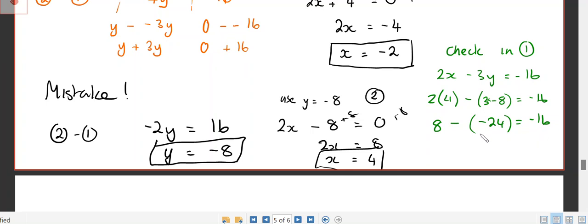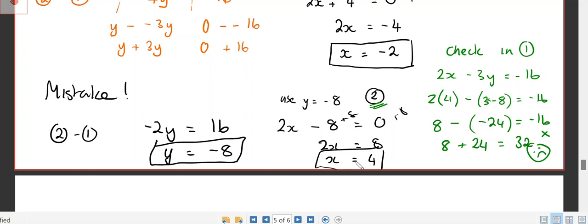But it's not that though, is it? It's 8 minus 24, which is actually 8 plus 24, which is 32. So wrong, I'm unhappy. I know I've made a mistake, but the only time I would know if I've made a mistake is if I did the check. Because it doesn't work. This x and y was found by using number 2, right? Yeah? I used y equals negative 8 in number 2.